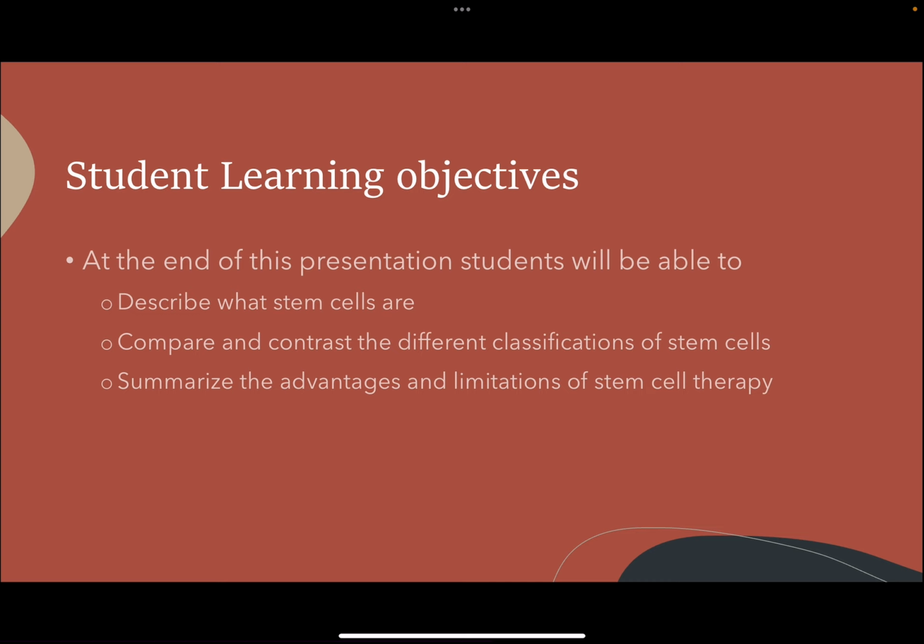The student learning objectives. At the end of this presentation, students will be able to describe what stem cells are, compare and contrast the different classifications of stem cells, and summarize the advantages and limitations of stem cell therapy.